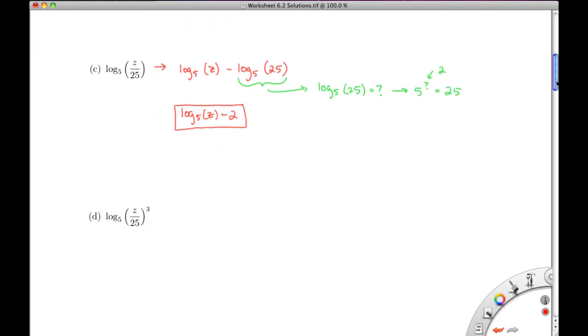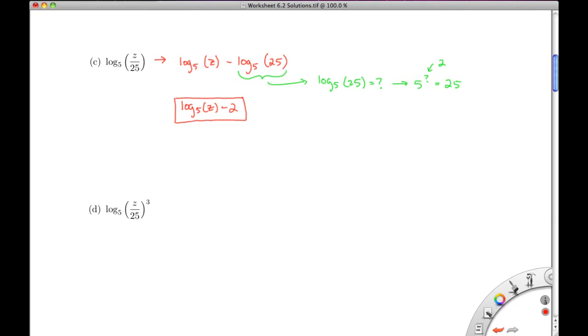All right, so part D is very similar, except here our quotient z over 25 is being raised to the power of 3. So at this point, we should know that we can take that exponent and put it out front. So we've got 3 times the log base 5 of z over 25. I'm going to take this in steps so we don't get ahead of ourselves.